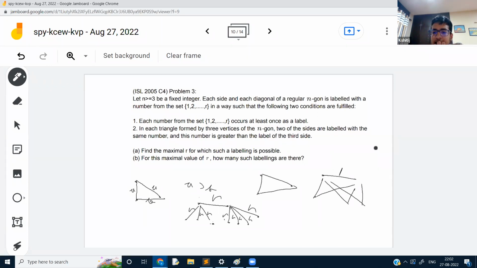all the edges, since these are triangles basically, and the label of 2 is greater than the label of the third, and 1 is minimum, all are greater than or equal. So let this be A, this is A, and A is greater than 1. This is B, this is B, and B is greater than 1. So all these are the same.